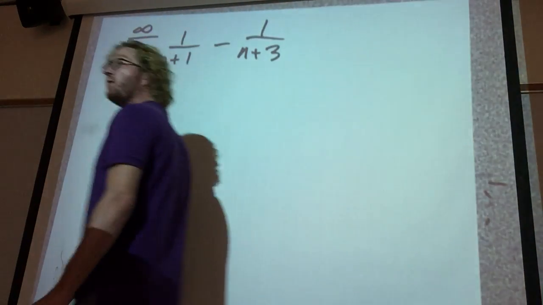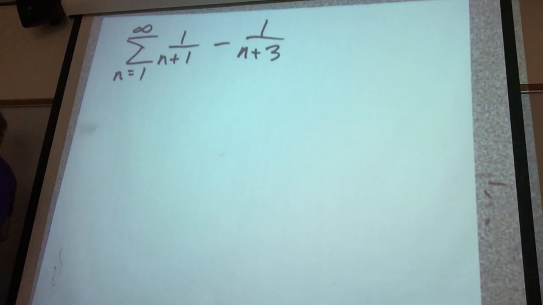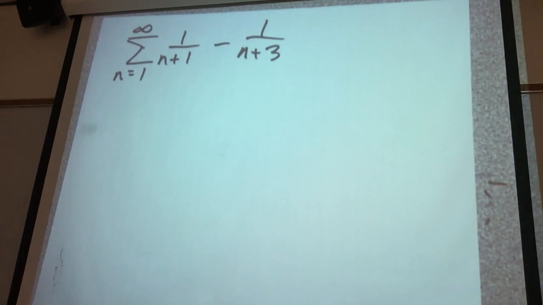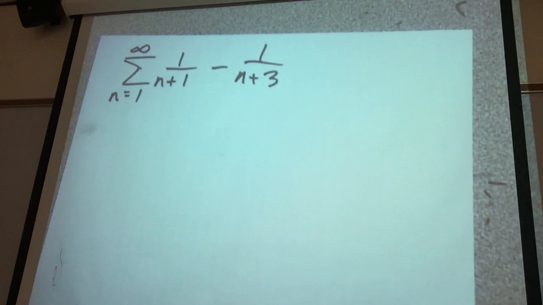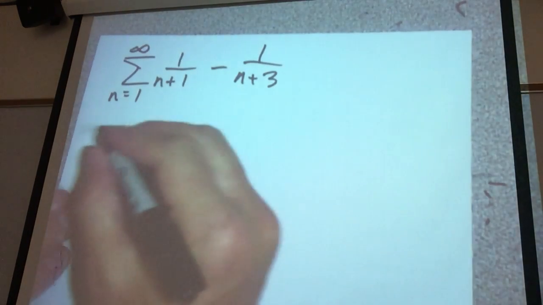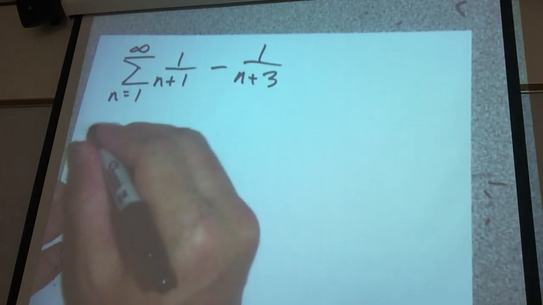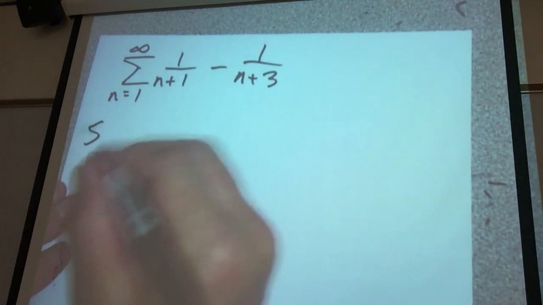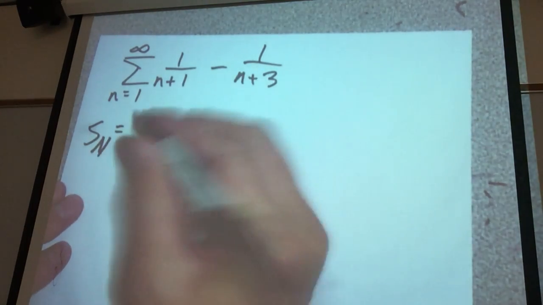Okay. Now, when doing telescoping series, the cancellation doesn't necessarily have to be right next to each other. Let's see one that is a little bit separated. So in this case, let's say we did S sub capital N. Okay. All right, and you have to write more terms on these.